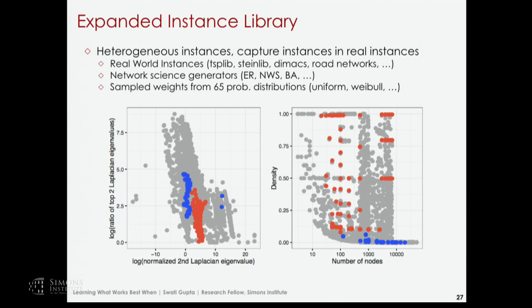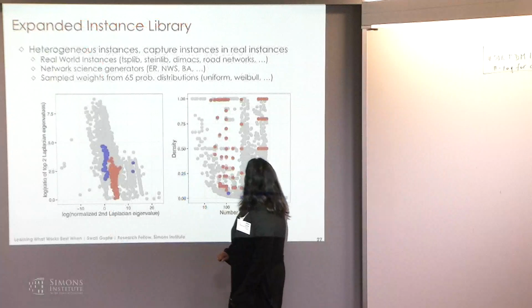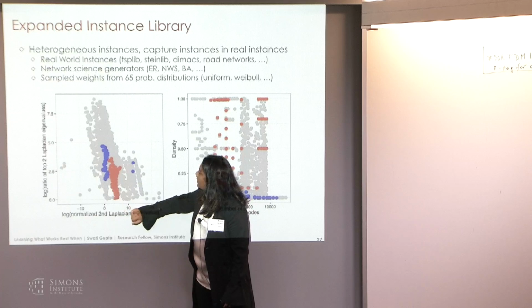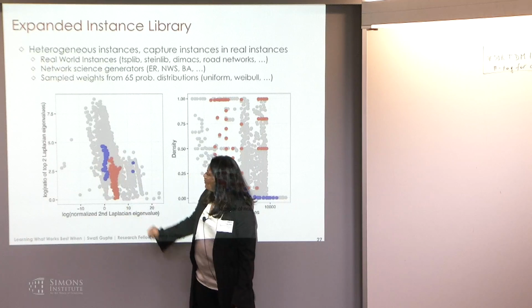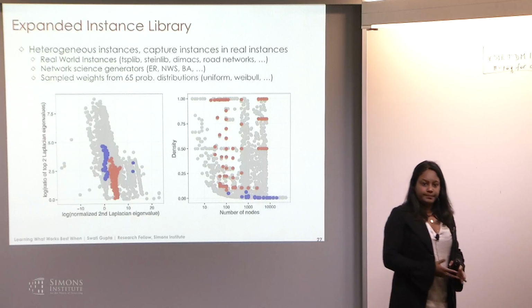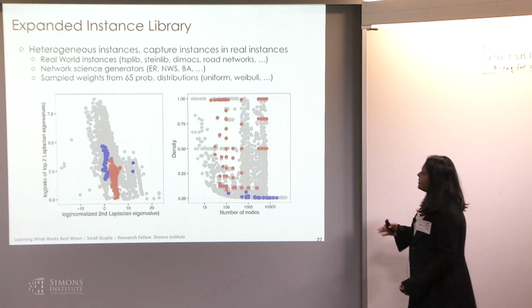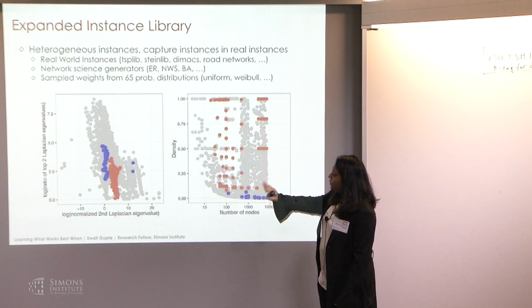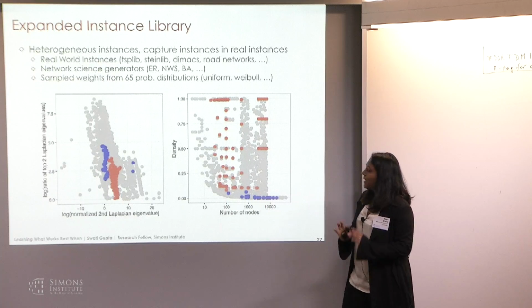So this is the max cut instances in the original graph. These are the cuboid flipped, and then the gray dots are the ones that we expanded our library to. Okay, and this is just displayed on different axes.